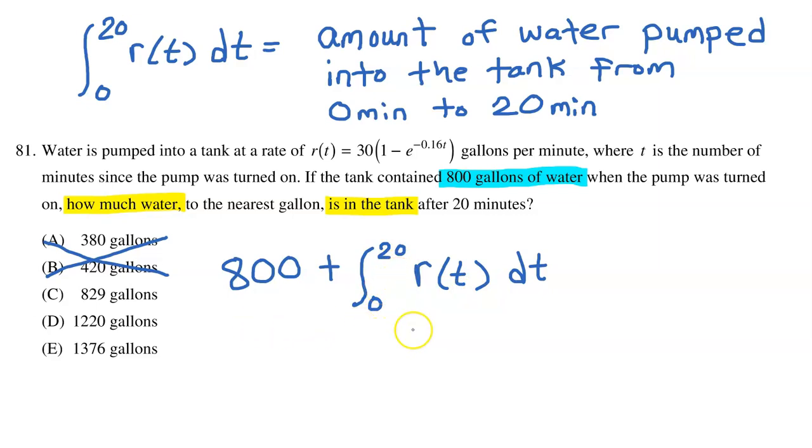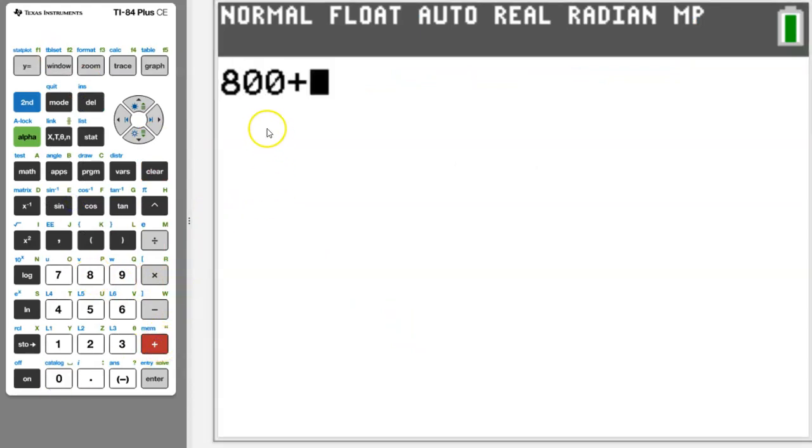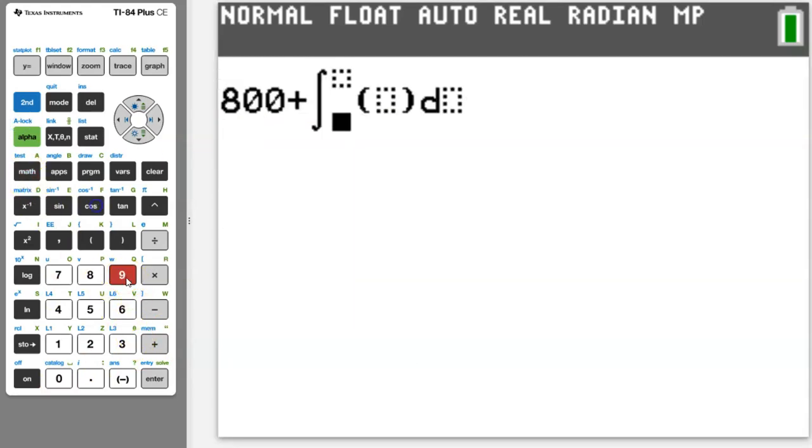Now it's calculator time. We need 800 plus, so start out by simply typing 800 plus. Now we want the integral from 0 to 20. For that, hit Math 9, and we are integrating from 0 to 20.